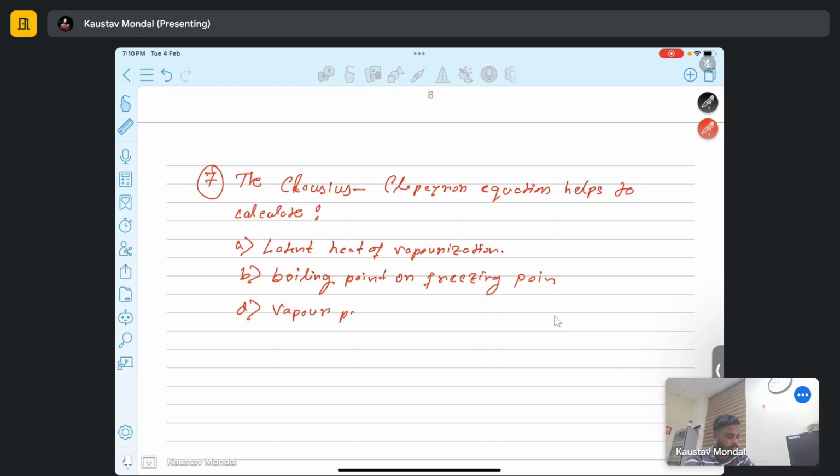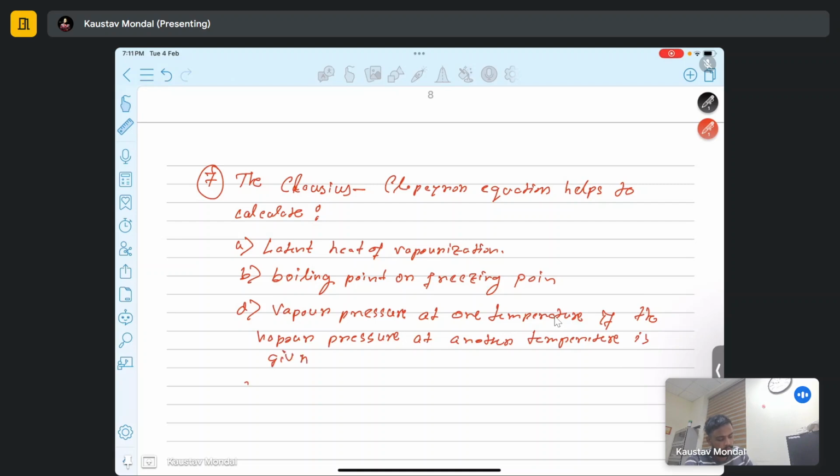Option C, vapor pressure at one temperature if the vapor pressure at another temperature is given. And option D is all of the above.